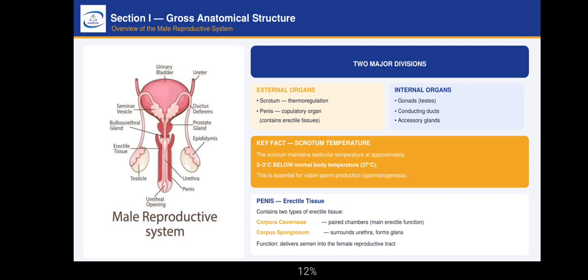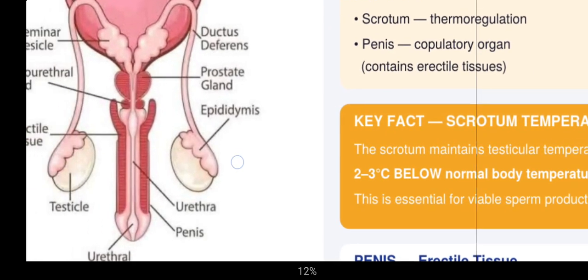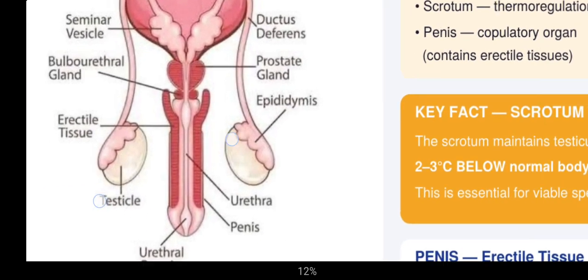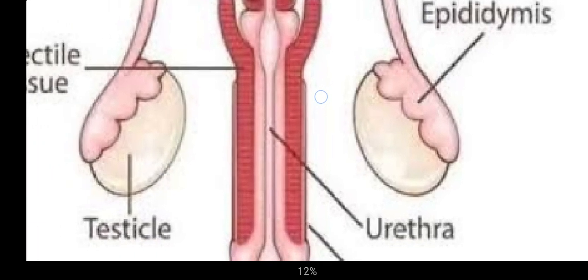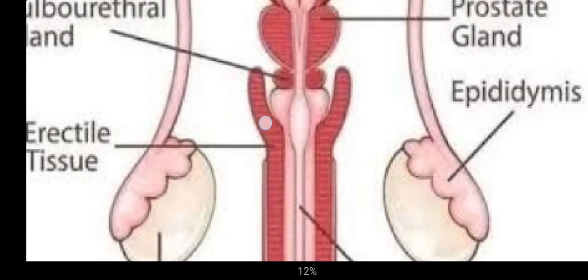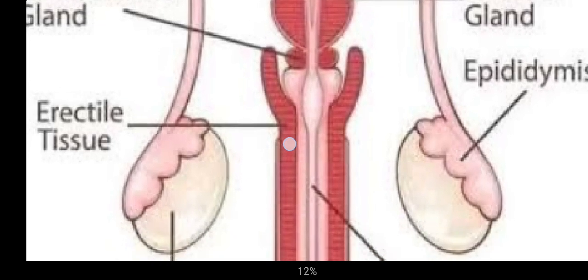There are two types of erectile tissues found in the penis. It is not labeled on this diagram, but you can see the part that is painted red. Let me zoom in. Yep, there it is. You can see it is labeled as erectile tissue, this part that is painted red. I'm talking about this same part here.